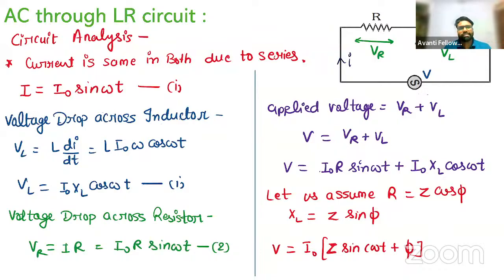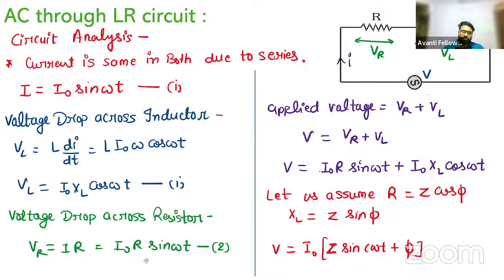Now the voltage drop across the inductor is VL equals L di by dt, which equals L I naught omega cos omega t. This is the potential difference across the inductor, because it has a self-induced EMF. So it is given by L di by dt. This looks like I naught into R, and in place of resistance, omega L is placed. Omega L is nothing but the inductive reactance of the circuit. So VL here will become I naught XL cos omega t. This is equation number 1.